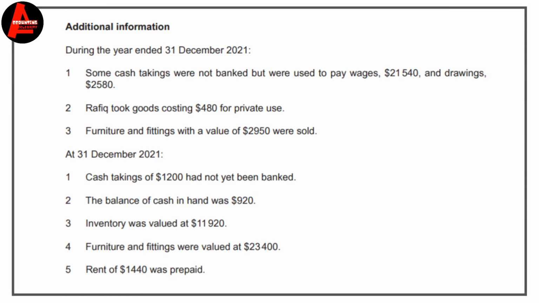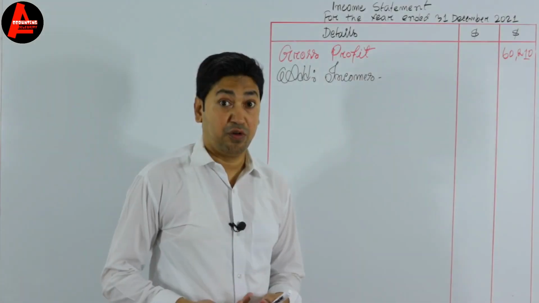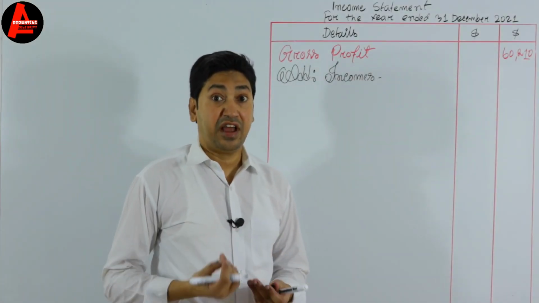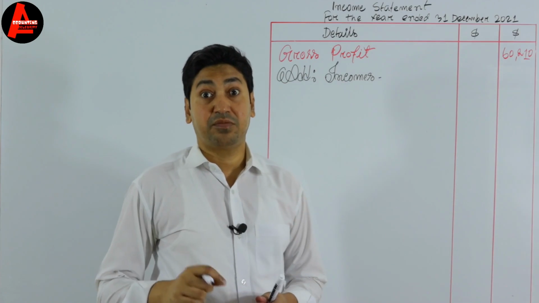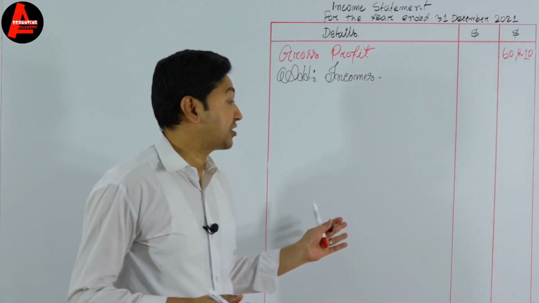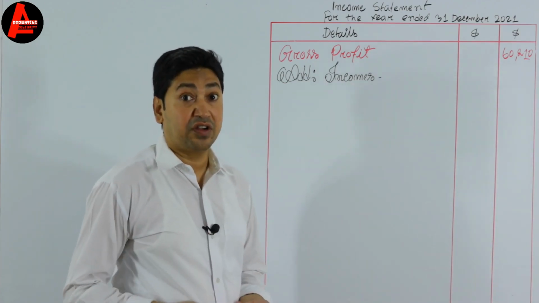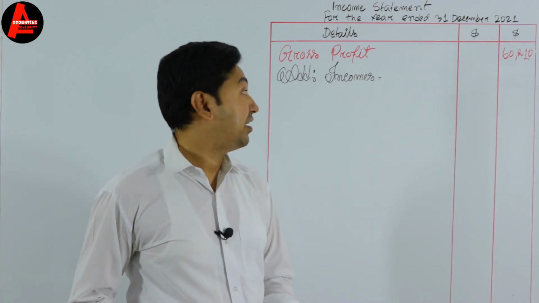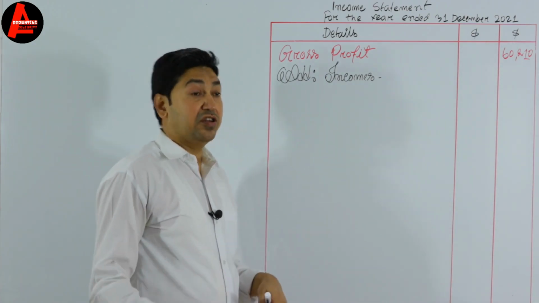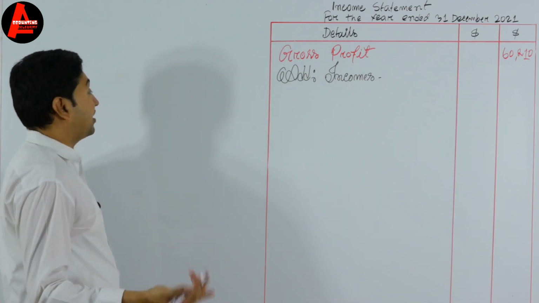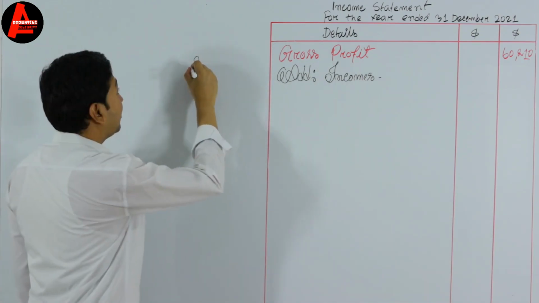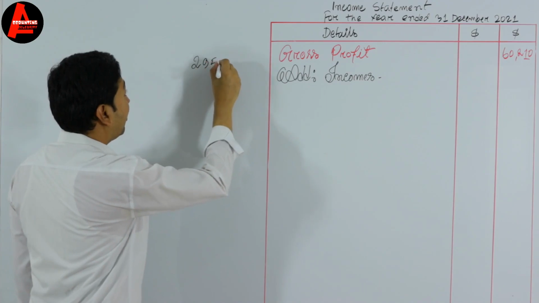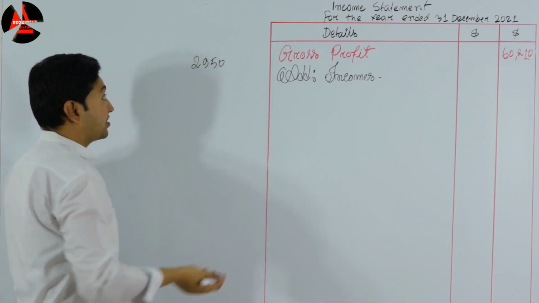The furniture and fittings with a value of $2,950 were sold, okay? So this is the amount of disposal, okay? So non-current asset disposal. If there is a loss on disposal, we will take it as an expense. If there is a profit on disposal, we will write it as income, okay? So here the assets were sold at $2,950, okay? This is the cost price of the asset, okay?